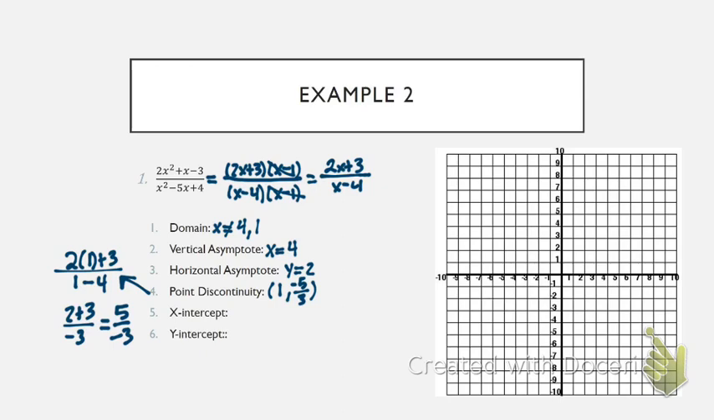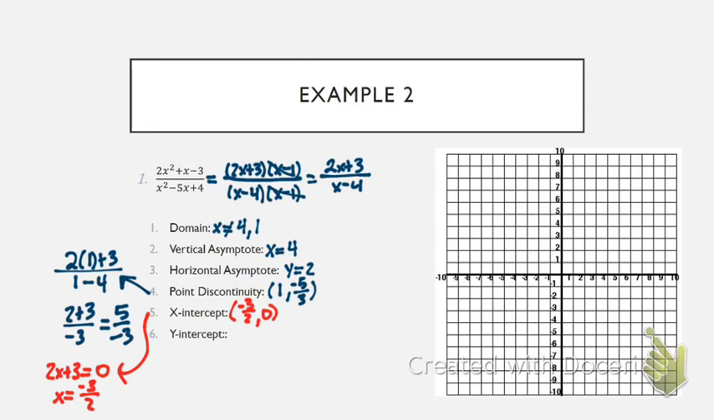The x-intercept, which I'll do in a different color because I'm going to show my work. For the x-intercept, we set the numerator equal to 0 and then solve for x. So x equals negative 3 over 2. So my x-intercept is negative 3 over 2, comma 0. So again, for the x-intercept, you set the numerator equal to 0 and solve.